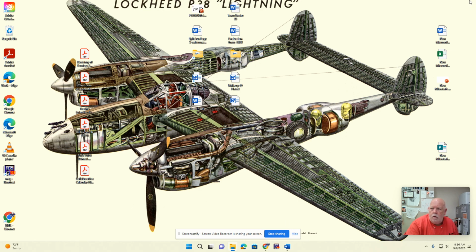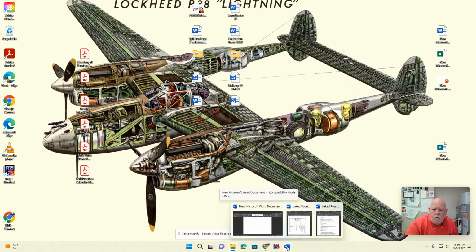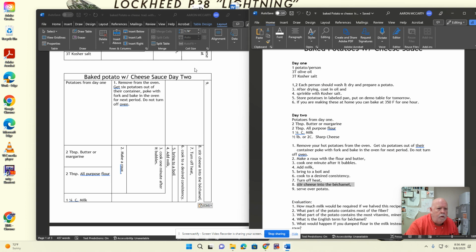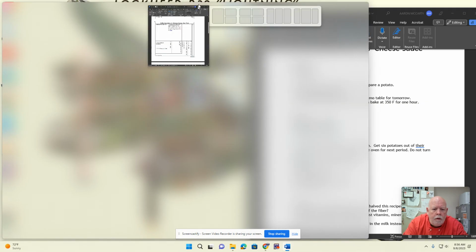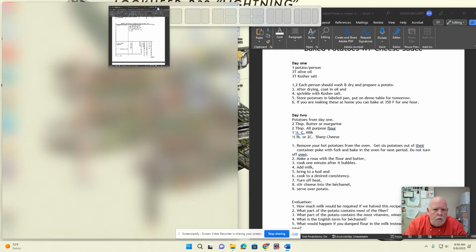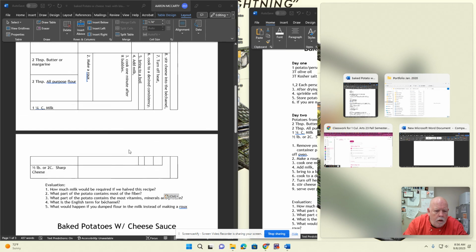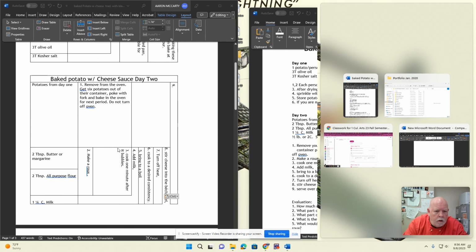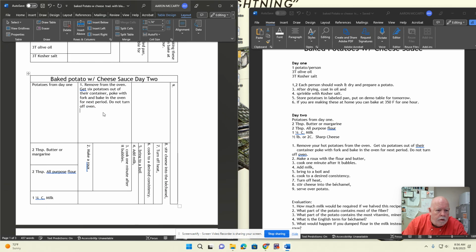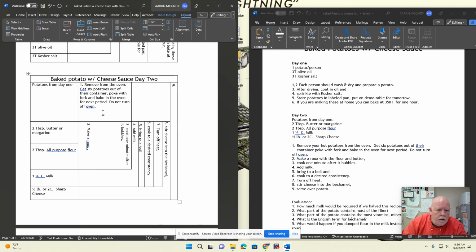Okay, what have I done? So apparently I've put part of my table on a lower line. So let's do something about that so it's all on the same page. All right, stir cheese into bechamel.